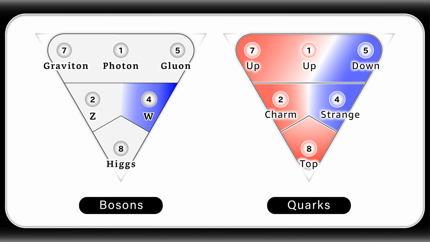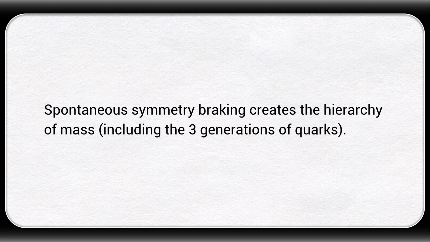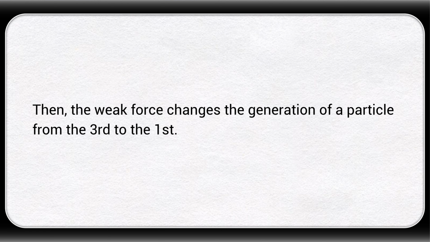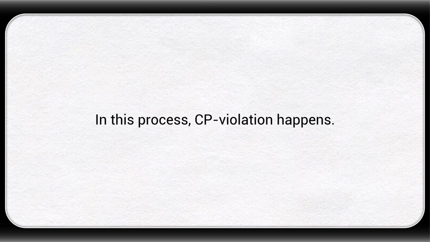Note 4. In the case of bosons, the relationship between type 8 and type 1 represents spontaneous symmetry breaking. On the other hand, in the case of quarks, it represents the violation of CP symmetry. Spontaneous symmetry breaking creates the hierarchy of mass, including the 3 generations of quarks. Then, the weak force changes the generation of a particle from the third to the first. In this process, CP violation happens.